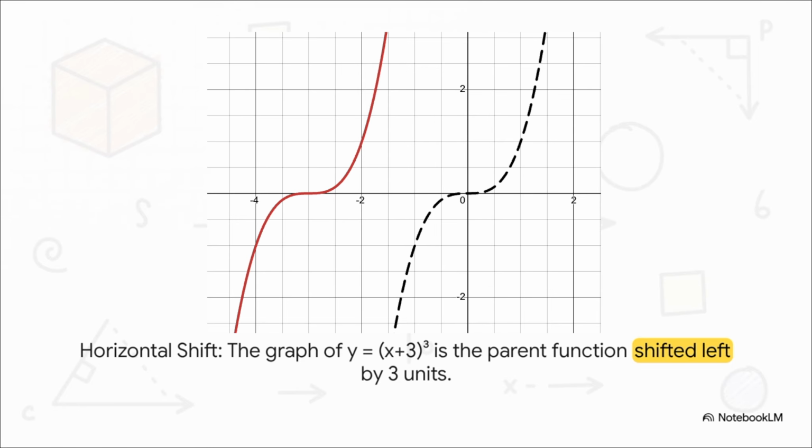So if we graph y equals the quantity x plus 3 cubed. Now remember, the number inside the parentheses can be a little tricky. It does the opposite of what you might expect. That plus 3 actually scoots the entire graph to the left by 3 units.